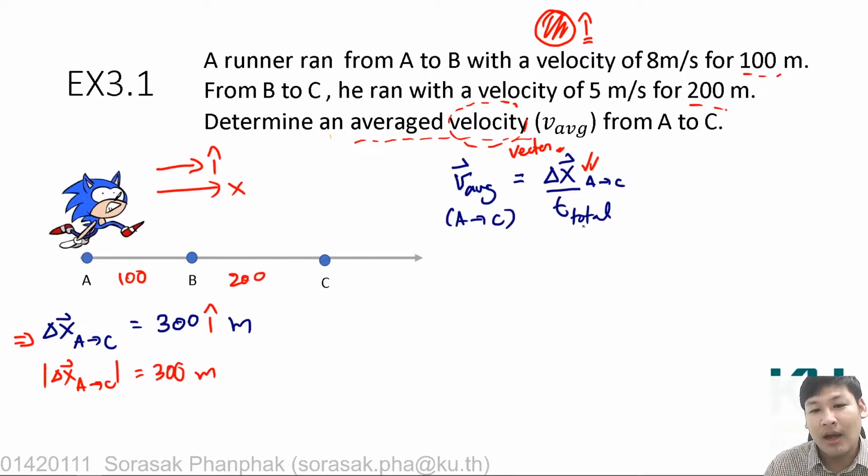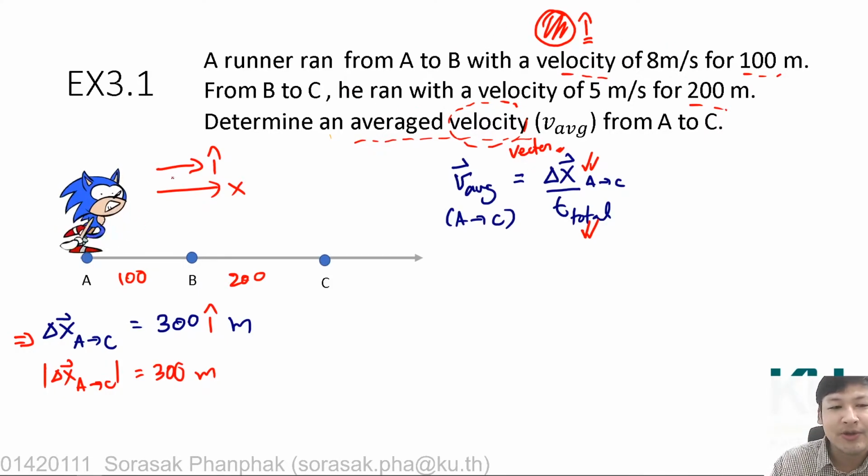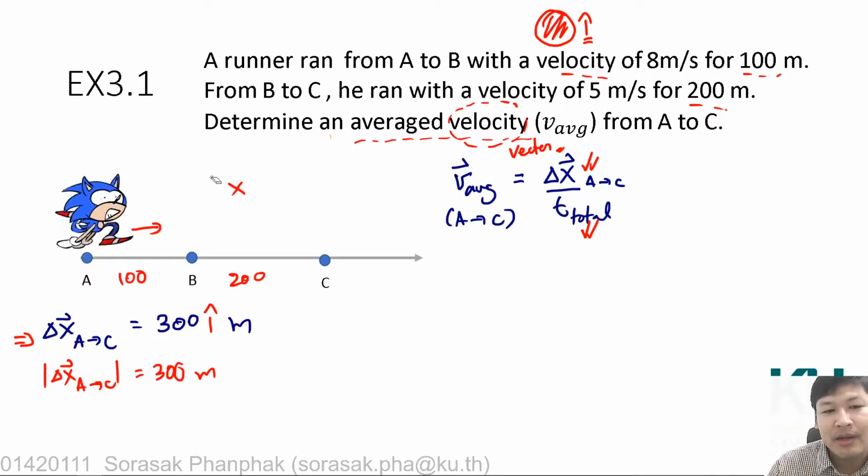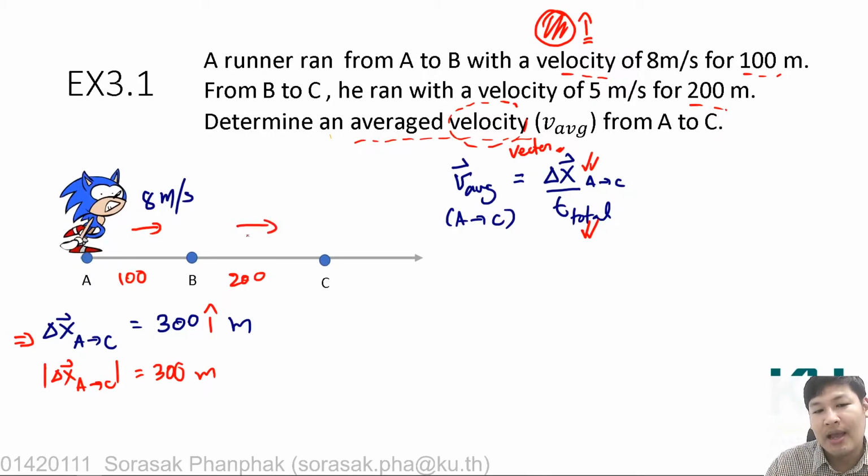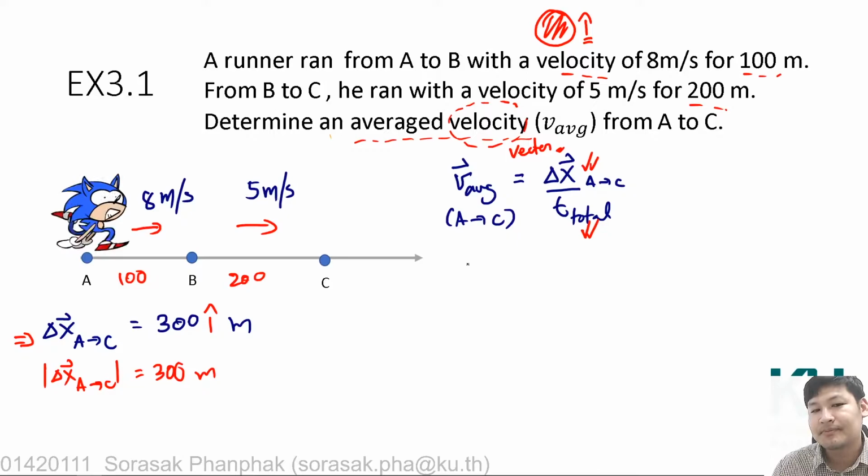So now another task is to find the total time. How can you find the time from the velocity and distance? You know that in the first period the object is moving at 8 meters per second, and in the second period, from B to C, it is moving at 5 meters per second.